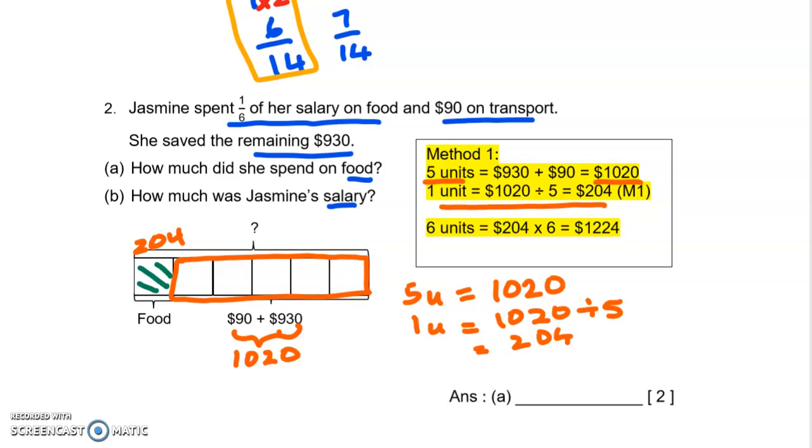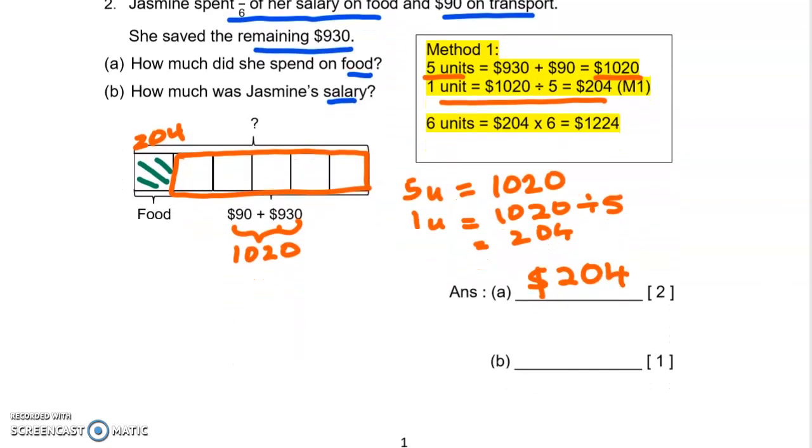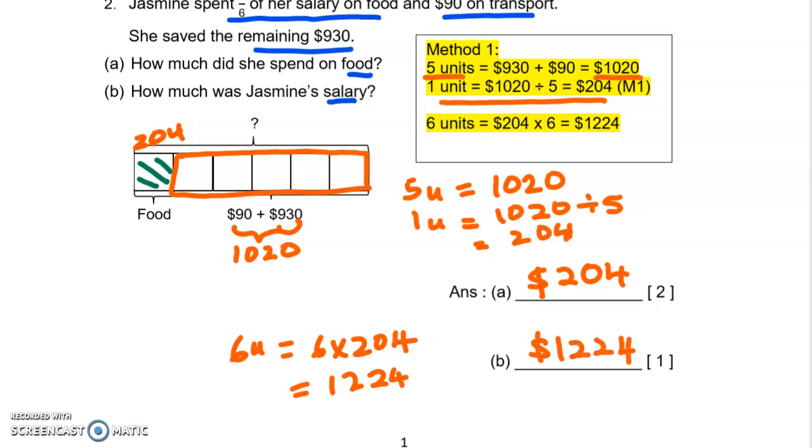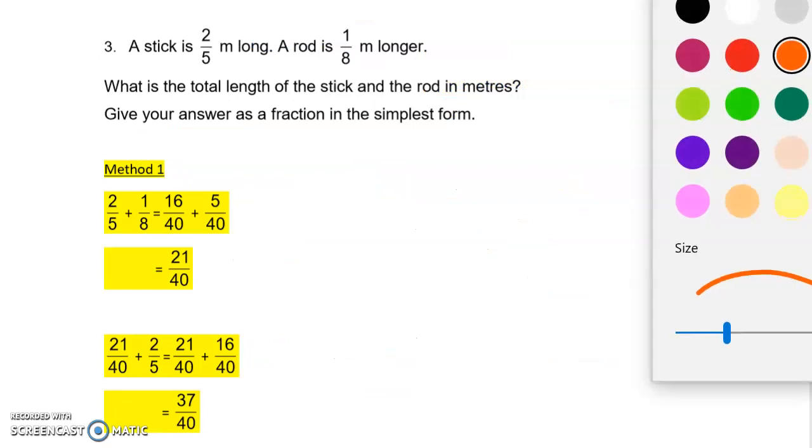That will be our first answer. She spent $204 on food. Now that you know that each unit is $204, you can find the salary because there are 6 units here. We multiply that by 204. That will give you 1224. Alright? So that is for question 2. Let's move on to question 3. Okay, here is question 3.